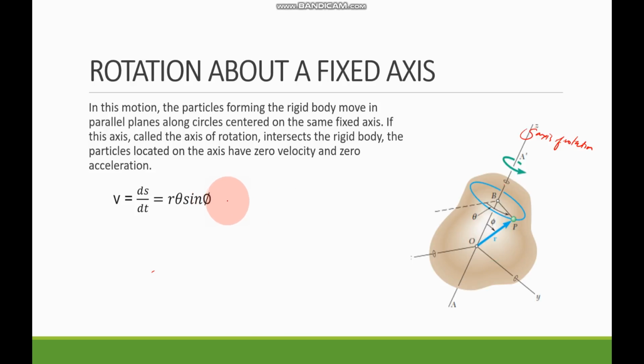So if we want to determine the velocity of this particle, we will take the first derivative of the distance with respect to time, or we can express it as the position vector r multiplied by the time derivative of the angular coordinate multiplied by sine phi.